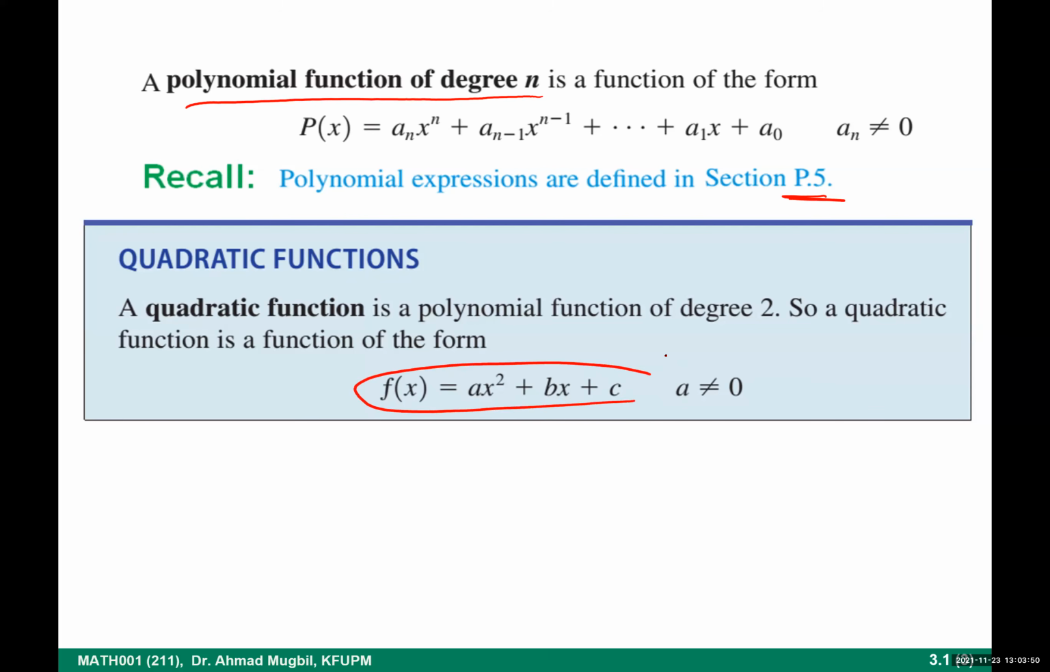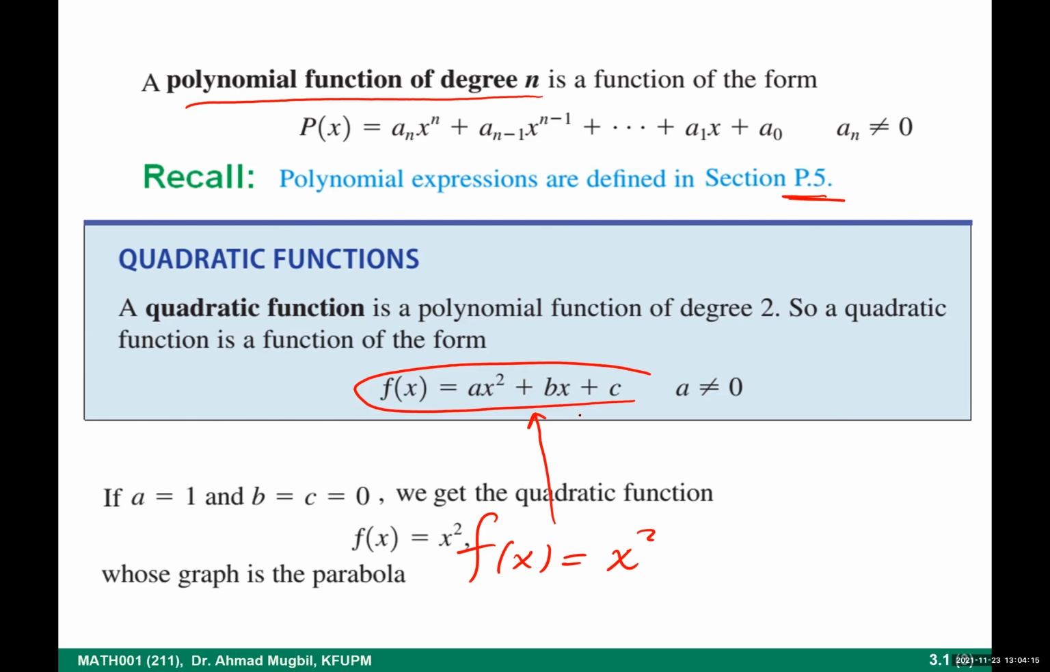Do you know that all the quadratic functions are coming from the mother function of all of them? What is it? X squared. So any quadratic function will be just a kind of transformation of x squared: shifting up and down, right and left, reflection, and so on. X squared is a special case from here, when a is 1, b is 0, and c is 0.